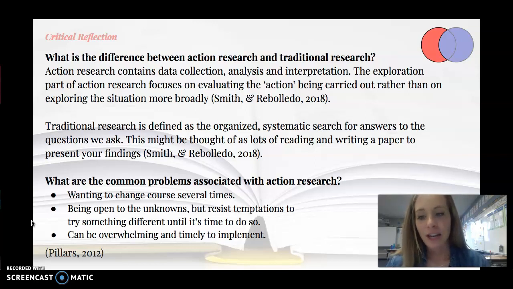And that goes with the next one. We are so open to unknowns. We're usually open to try new things, but we need to resist temptation to try something different until it's time to do so for the data collection. And I also found that it can be overwhelming and time-consuming to implement at times. So make sure that you have a plan in place and you know what's coming next.